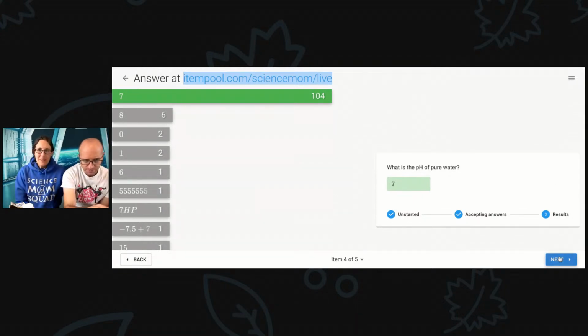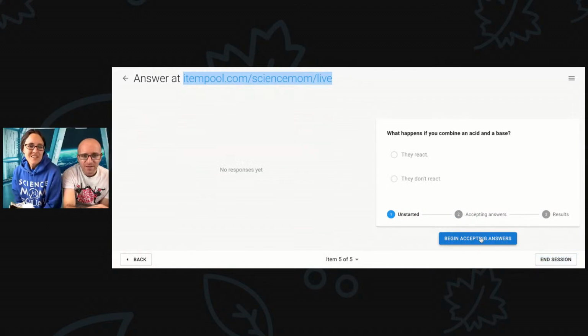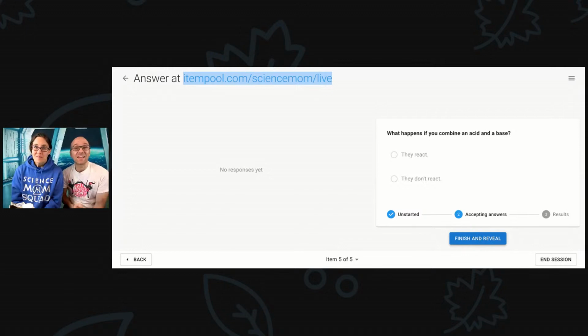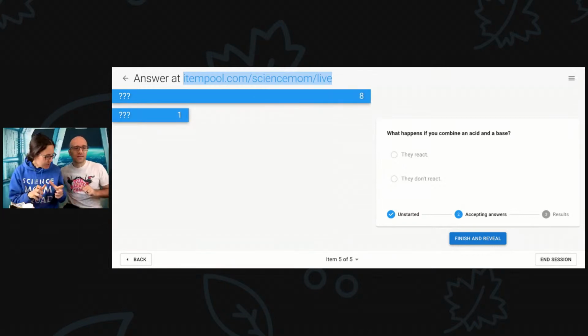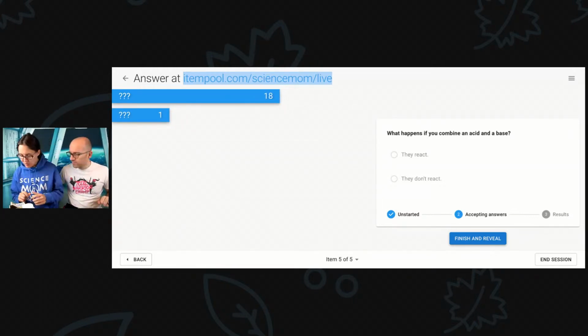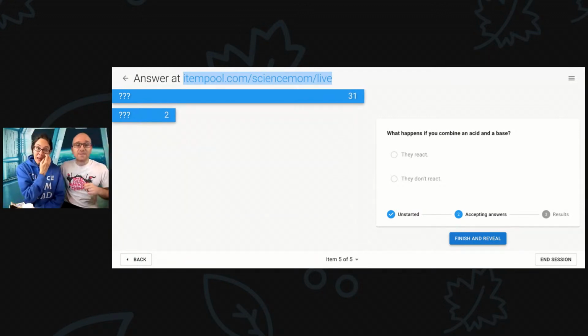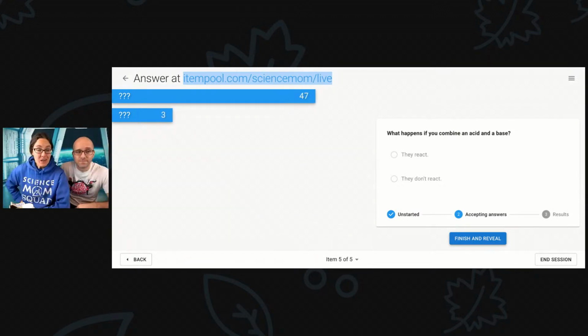Pretty smart crew here. All right. What happens if you combine an acid and a base? Do they react, or is there no reaction? Where did our little, oh, here they are. What happens? If you combine an acid and a base, do they react or do they not react?